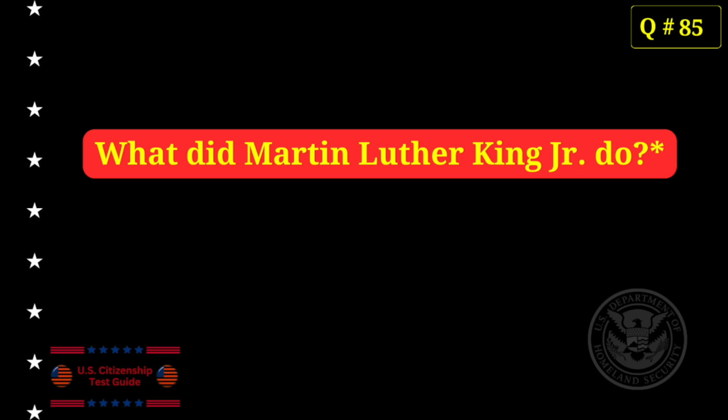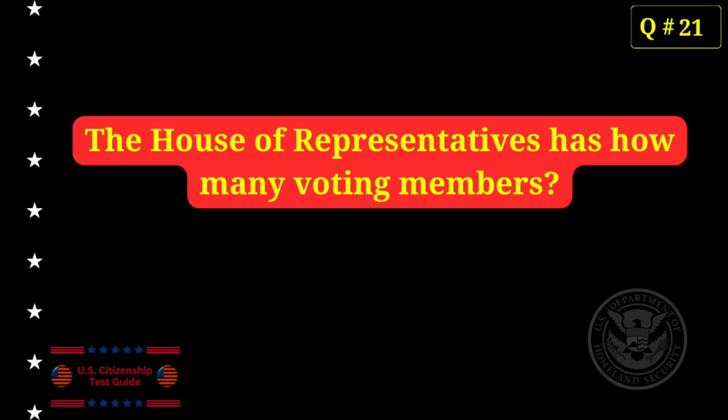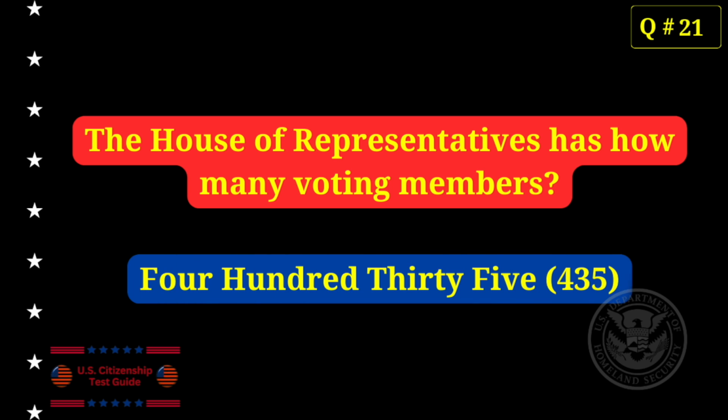What did Martin Luther King Jr. do? Fought for civil rights. The House of Representatives has how many voting members? 435.